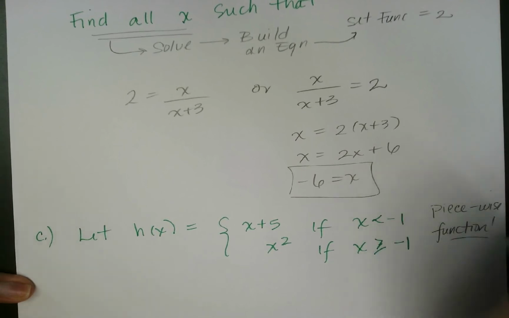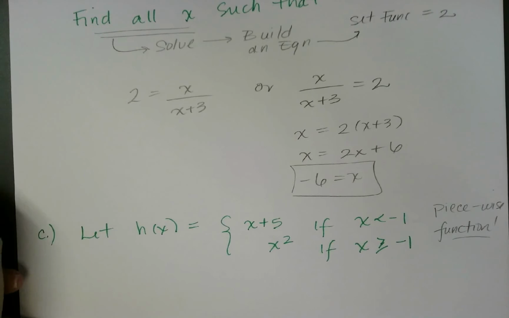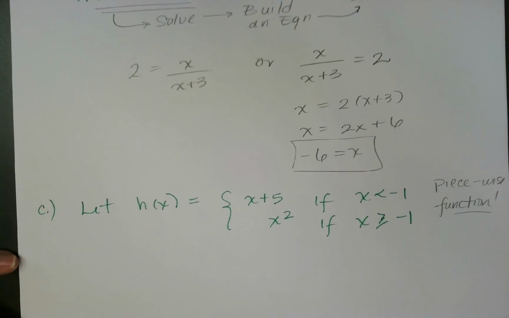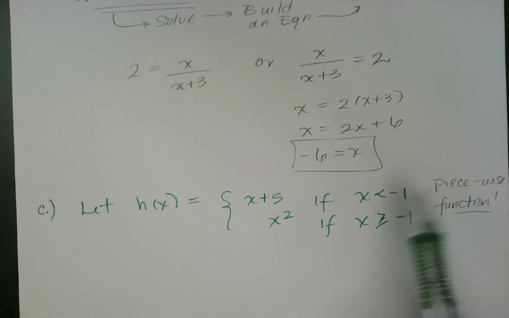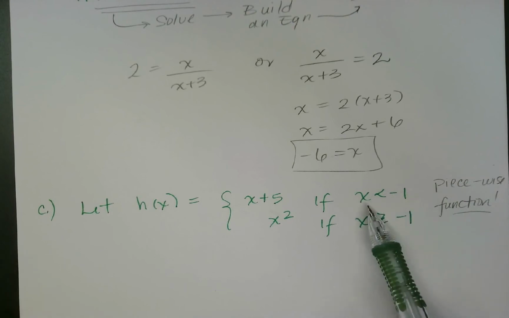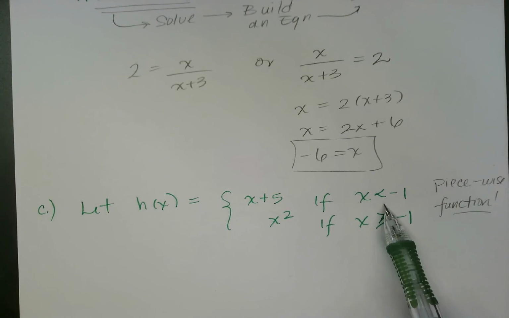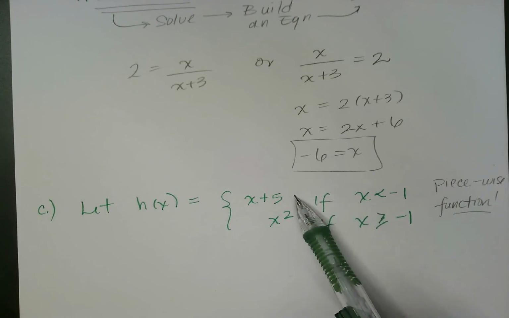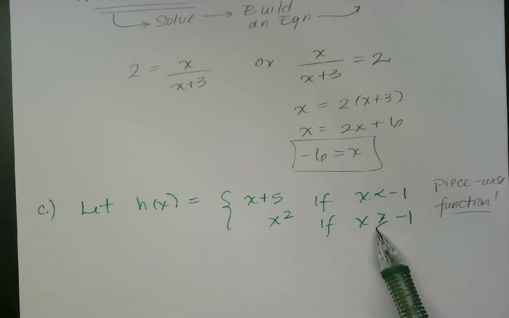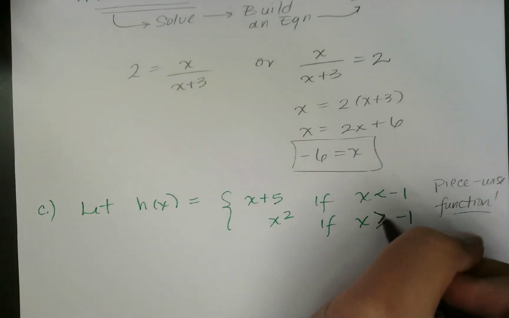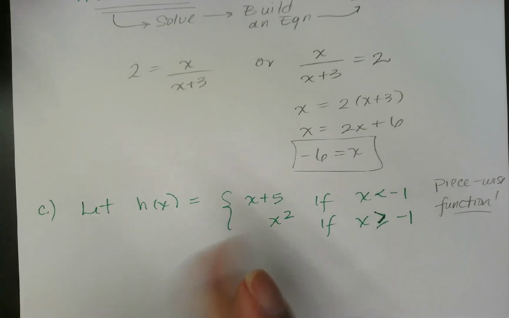Get comfortable with them. We're going to graph them next week. Right now, we're just going to do inputs and outputs. So what does this mean? This means that if x is smaller than negative 1, you're going to plug it into this piece of the function, x plus 5. If x is greater than or equal to negative 1, you're going to plug those inputs into the x squared piece.